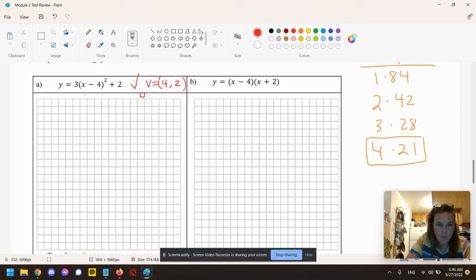I get to say when I go over by 1, I go up by 3 here because there's a 3 out front, and I multiply 1 by 3. When I go over 2, I go up by whatever 4 times 3 is, so 12.